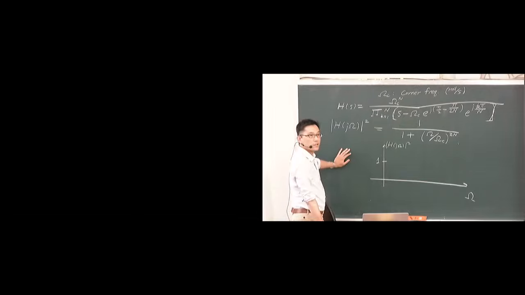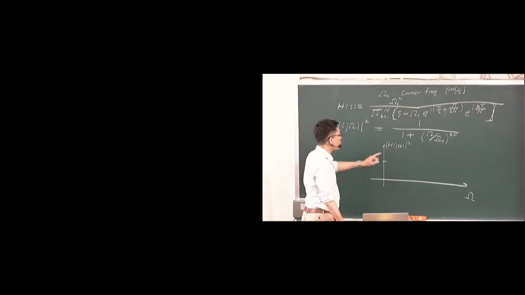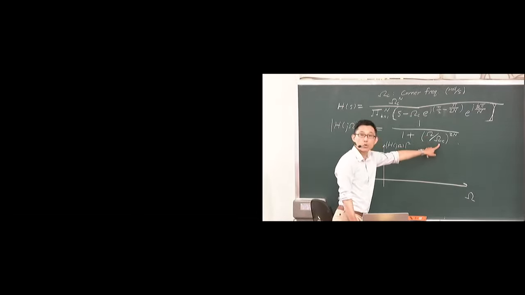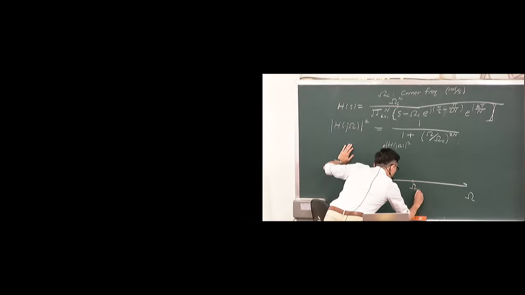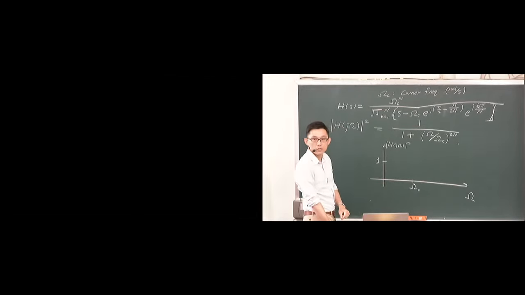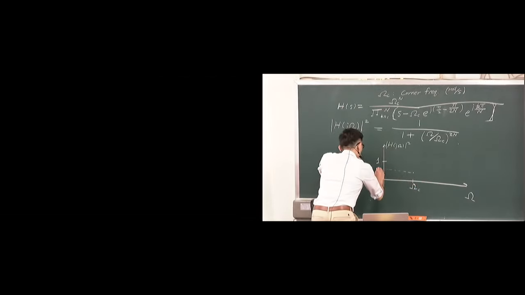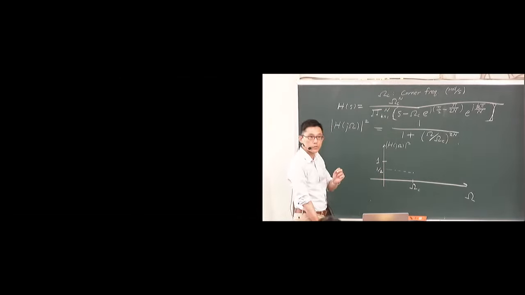So any suggestion? How about we check the value when omega equals the corner frequency? Now we can do that, right? Suppose that the corner frequency is around right here. When omega equals the corner frequency, we have 1 plus 1 dividing 1, right? So it's 1/2. So magnitude square is going to reach 1/2 when omega equals the corner frequency.